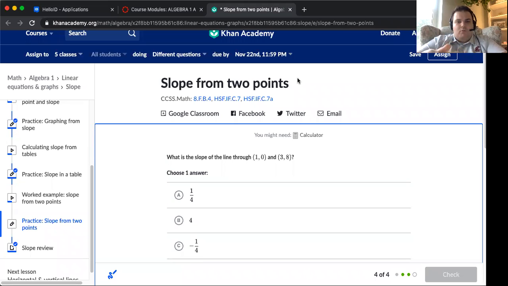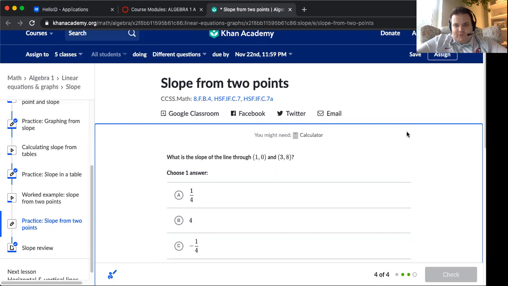Alrighty, here we go. We're gonna do some slope work here. Slope from 2 points. In Khan Academy, we're gonna be given two points, two ordered pairs or two coordinates, and it's our task to determine the slope of the line that would go through those 2 points.